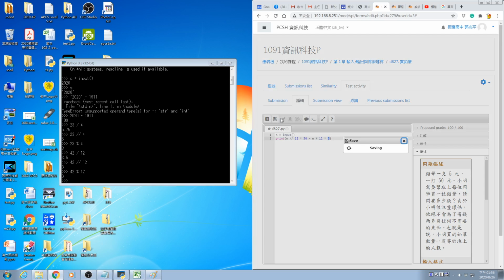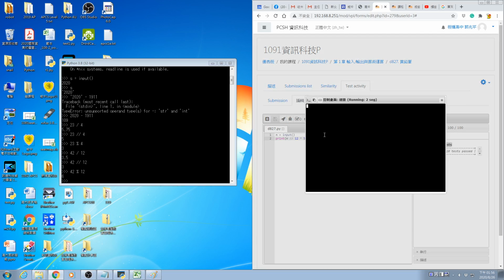However, if you run it, you will run into the same problem. The only difference is that this time it's not the minus sign, it's the division sign. It's the division that caused the problem, and it's the same thing. You cannot divide a string by an integer. It can only be done between integers, all right? Any question?